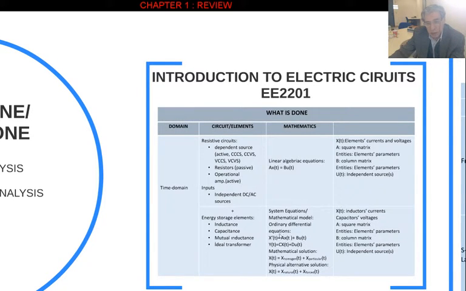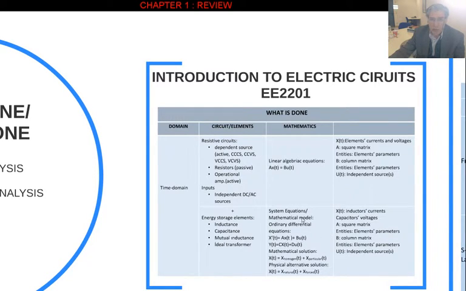The solution of these ordinary differential equations is going to be in this form: the homogeneous solution plus the particular solution gives the general solution. And we have also seen in Introduction to Electric Circuits the natural solution and the forced solution. The addition of those two also gives you the general solution, which is the same.